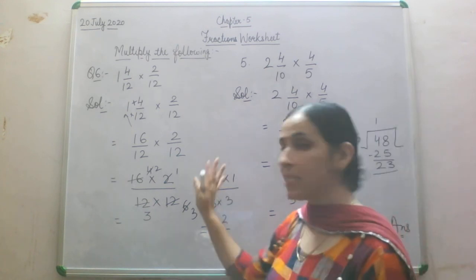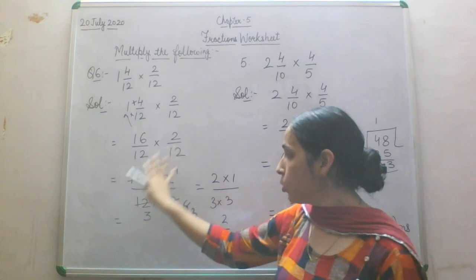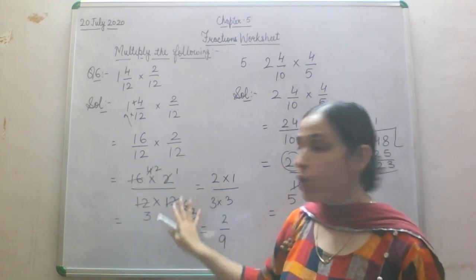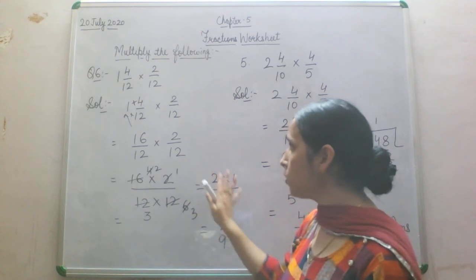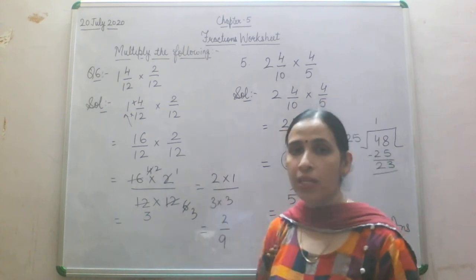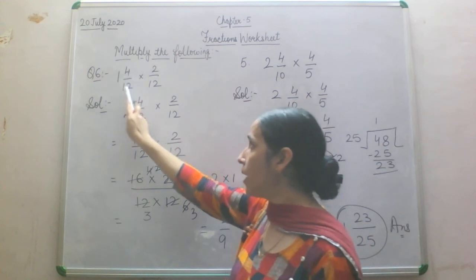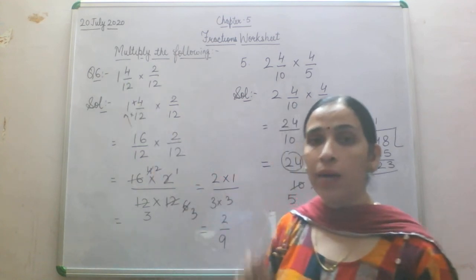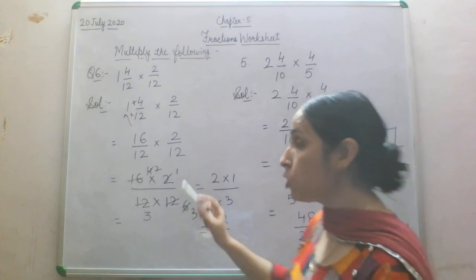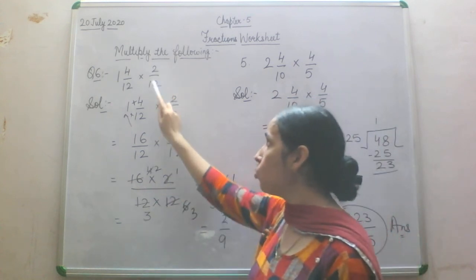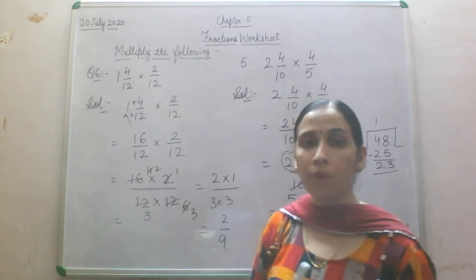So to simplify, we can do this reduction of fraction over here. Fine. So we'll understand this question once again. What we have to do in this question: we have been given 1 4/12, which is a mixed fraction. The next is 2/12, which is a proper fraction.